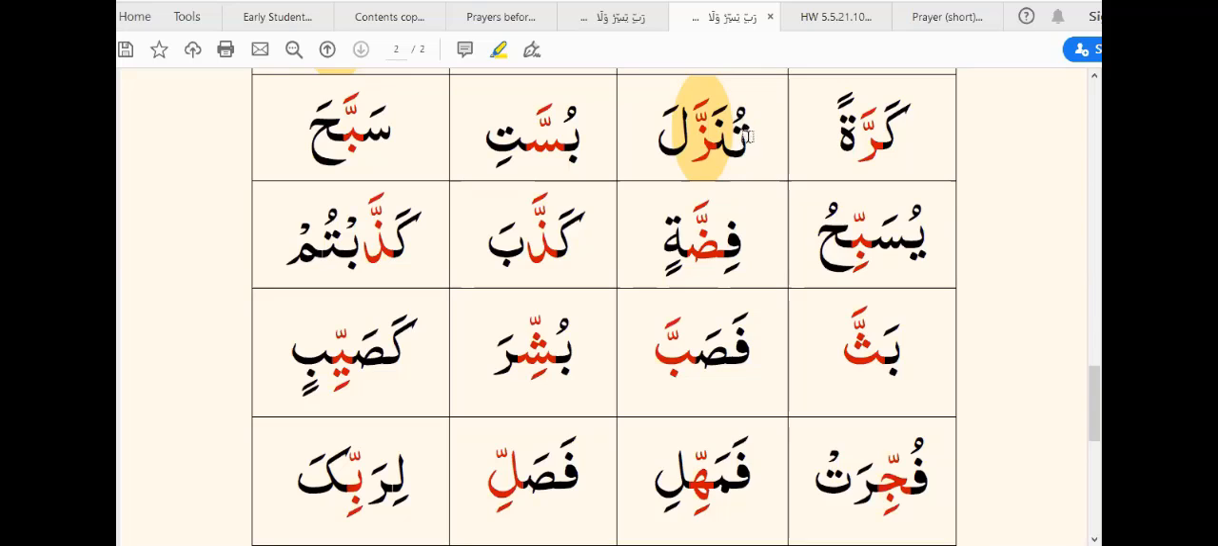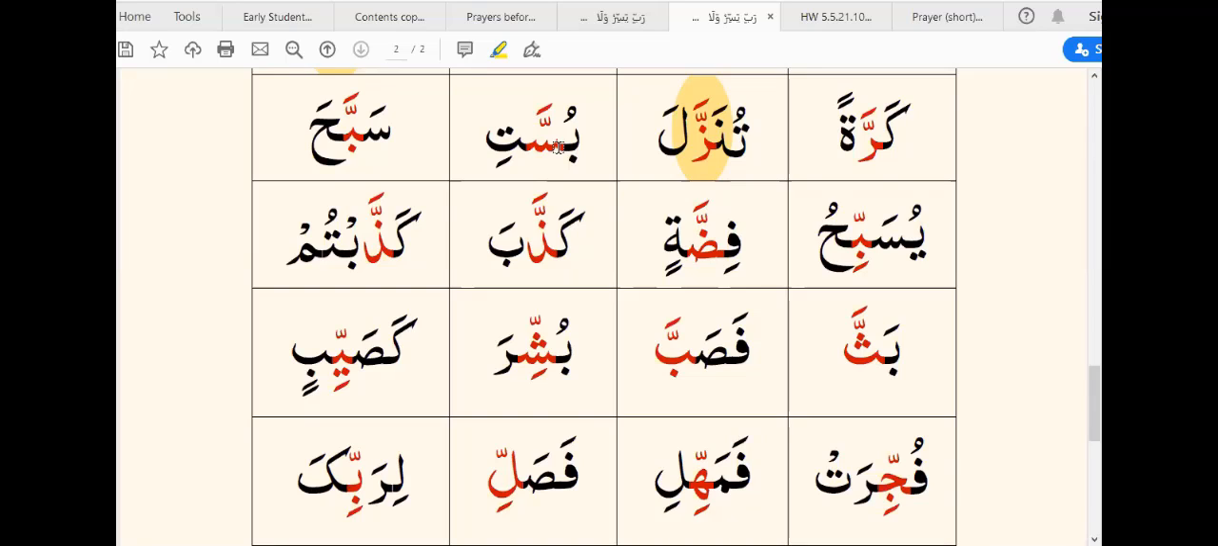Remember, first letter Ta. We're joining that. Tunaz. Zala. Tunaz. Well done. Over here, letter Sin with the shadda stroke. So we're going to produce Sin sound 2 times.